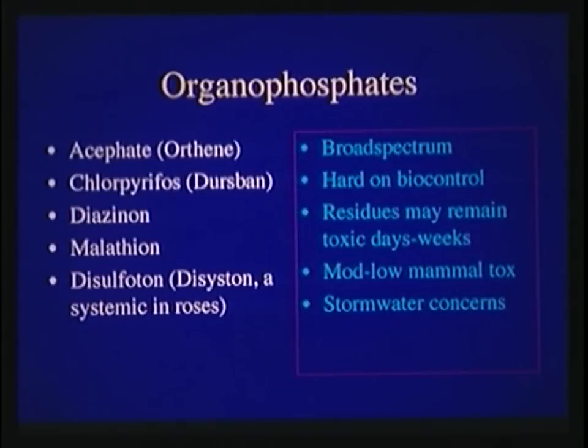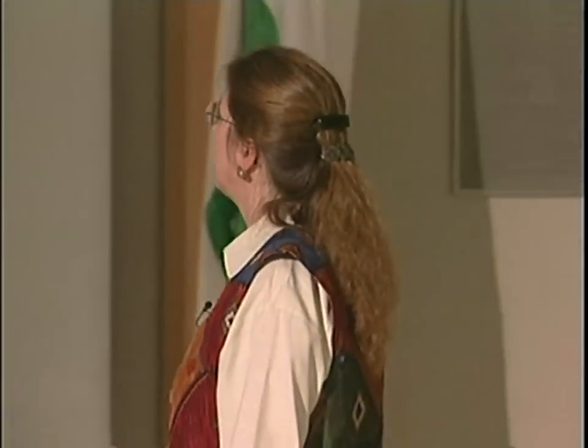And then the final organophosphate here is Orthene, also a systemic. Its initial mammalian toxicity is fairly low, but it does break down to a more toxic material, a very toxic material, and that's one reason why it's not allowed on food crops for home gardens. Again, I would avoid it.